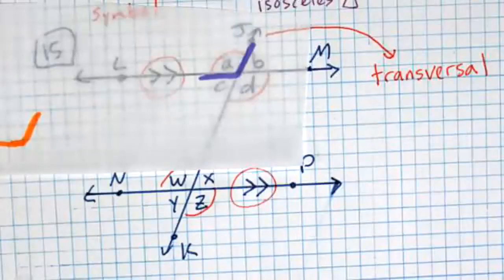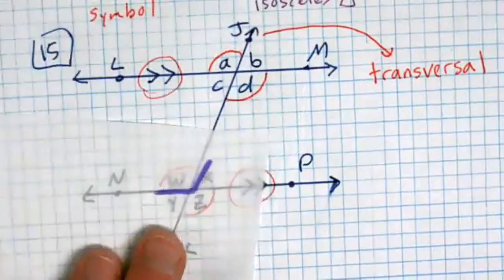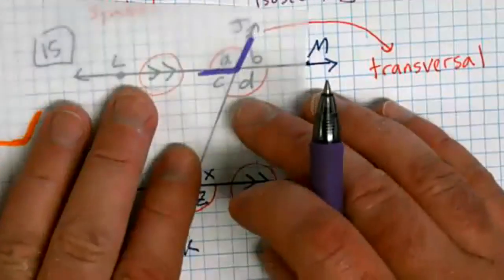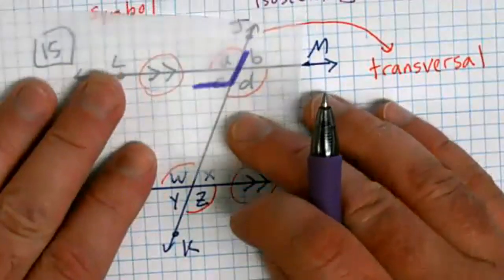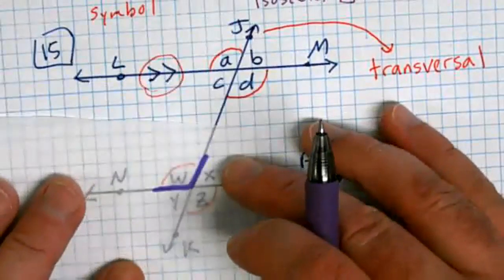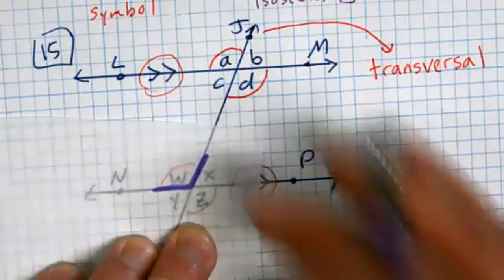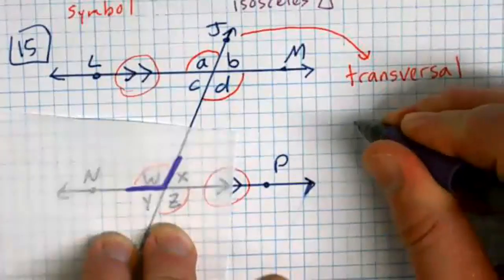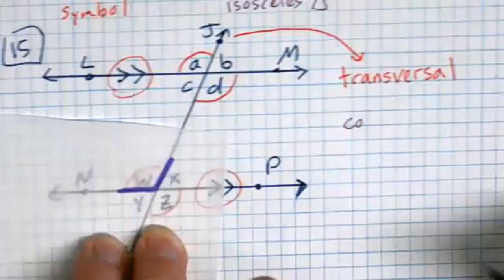What is it? What does A go with? W. A goes with W. So you see how if I take A and I slide it right down this transversal, I get to W. That is our new special pair of angles. Those are called corresponding angles. Can you please write this down for me in your notes?